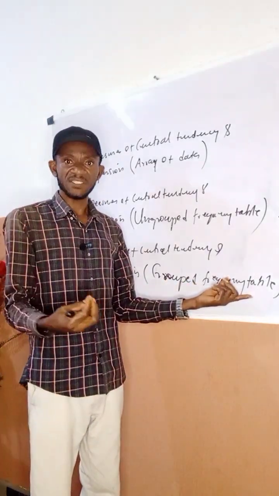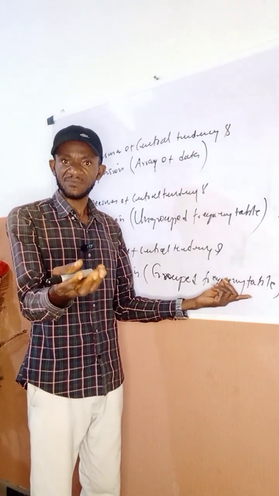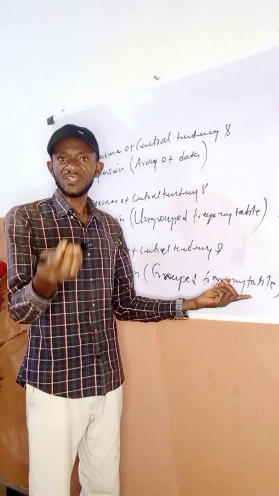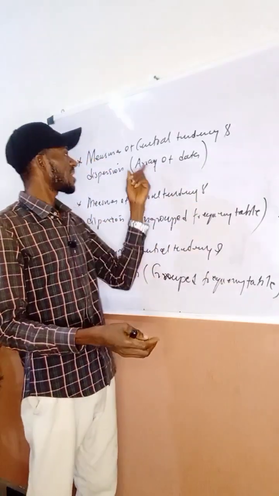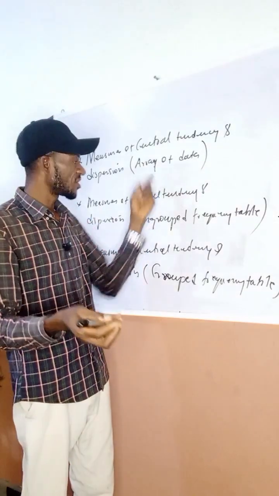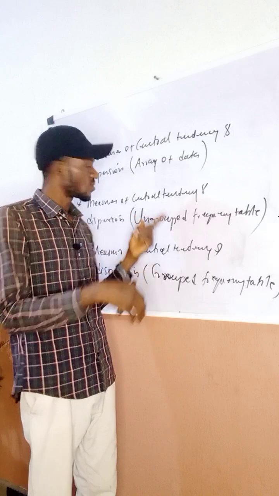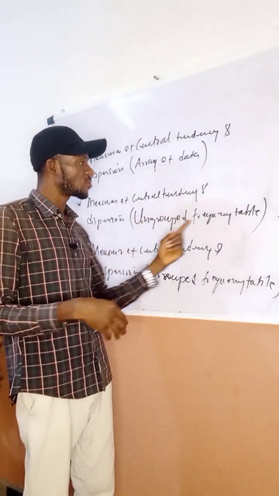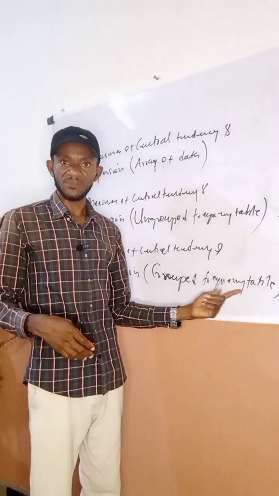The reason being that we said in the class that, having data in our hand, we can present this data either in the form of an array, or we can present it in the form of a table. And under this form of table, we can either present it in an ungrouped frequency table or in a grouped frequency table.